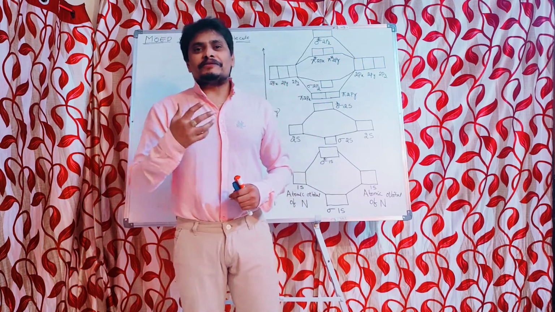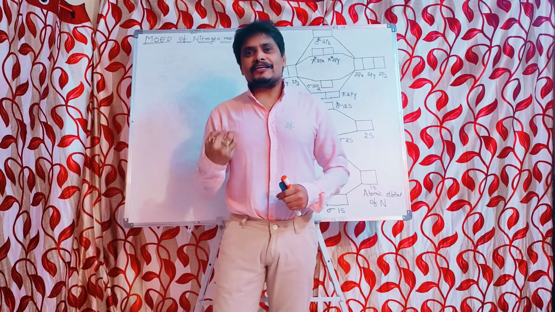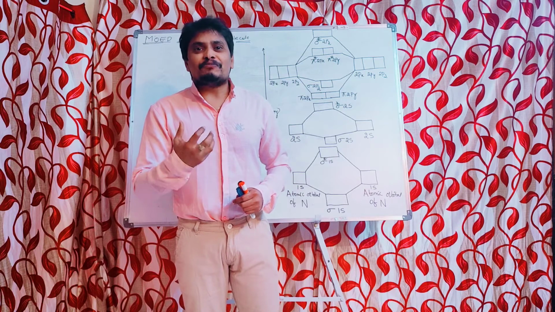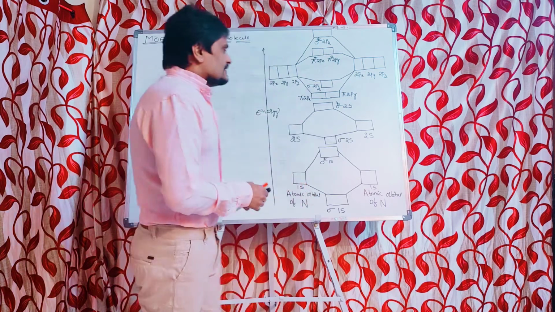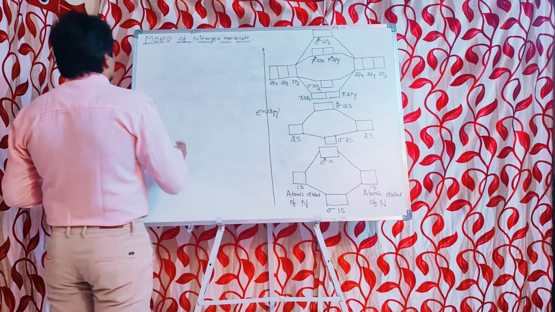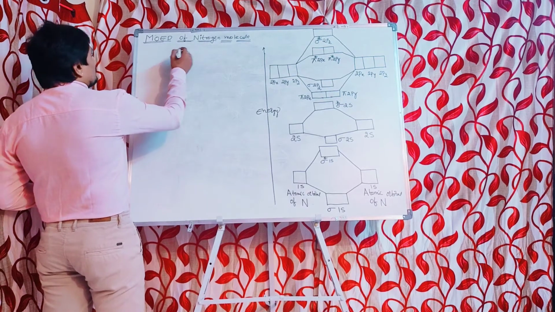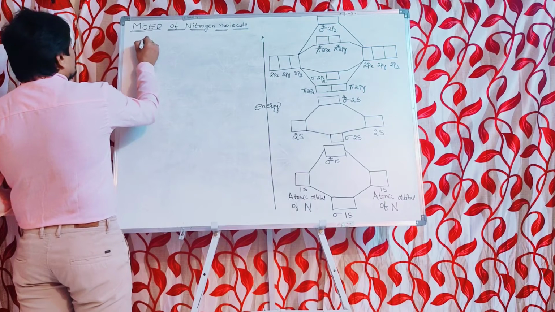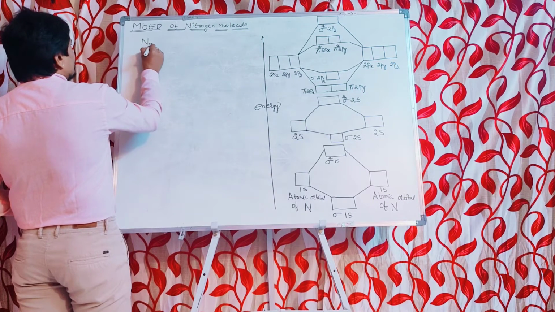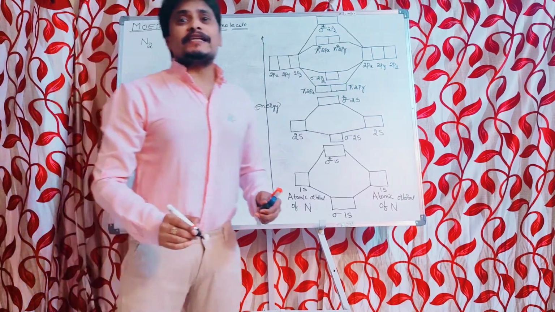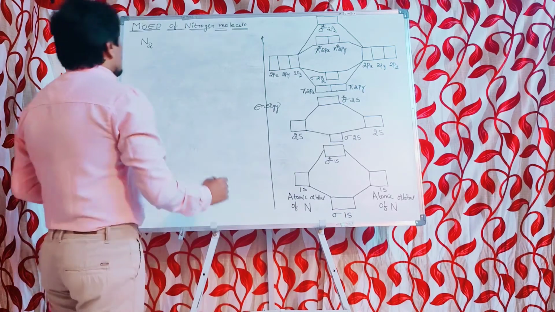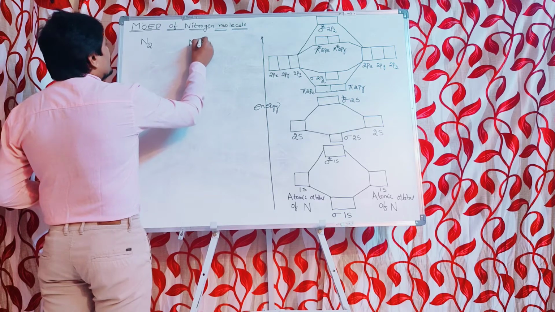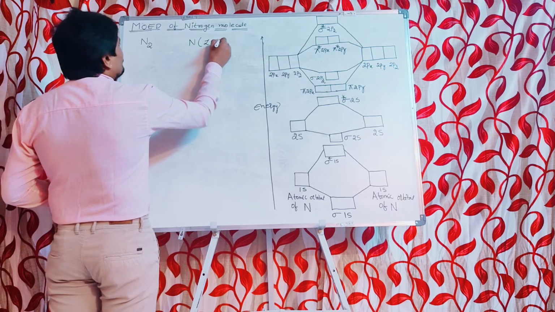Now, without wasting much time, let us dive into this topic, the molecular orbital energy diagram of nitrogen molecule. What is the atomic number of nitrogen? Before that, the nitrogen molecule means it comprises two nitrogens. N2 is the nitrogen molecule. And the atomic number of each nitrogen is 7.